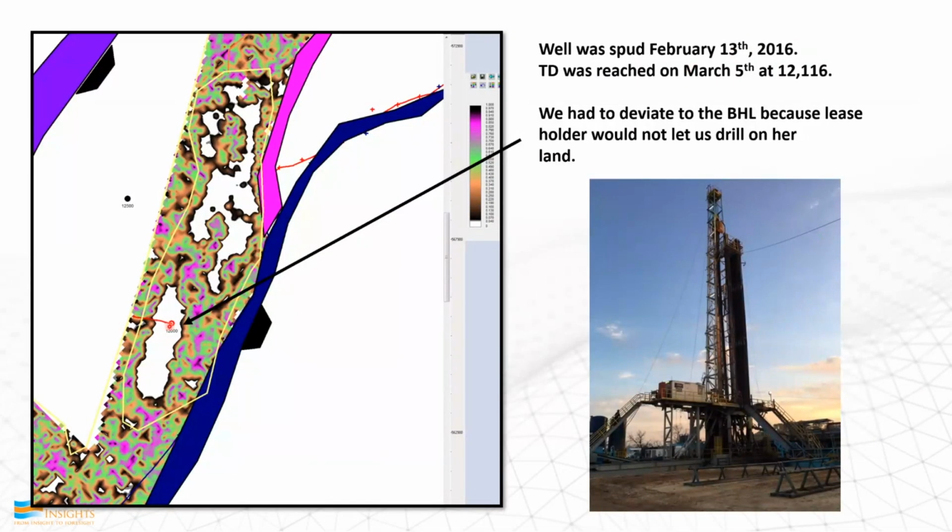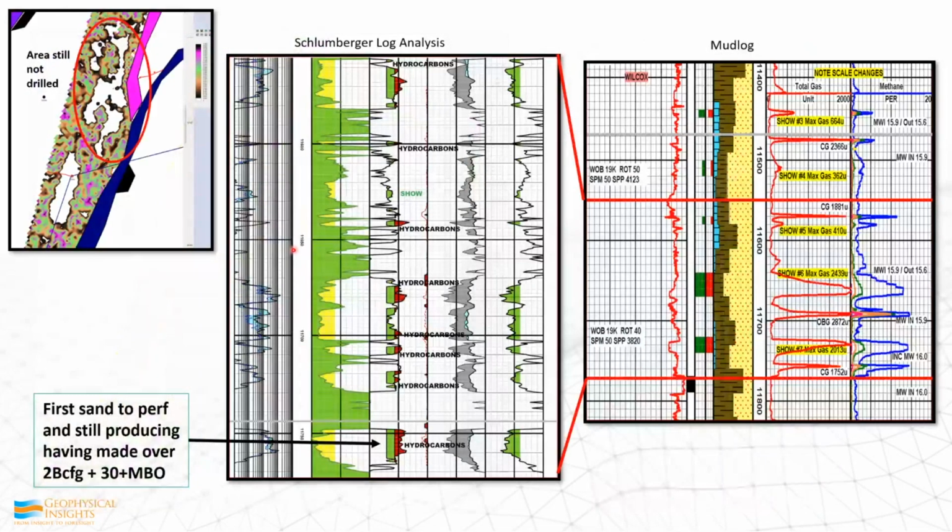And we had to deviate in because the lady wouldn't let us drill on her property. But we drilled this first anomaly right here. And we had excellent shows. This is the Schlumberger log analysis, and this is the mud log. Now this piece of mud log right here with all these shows is expanded to show the actual Schlumberger analysis on the well. And I want to point out that we still haven't drilled this. With the price decline and the problems, the operator is not intending to drill another well in here.